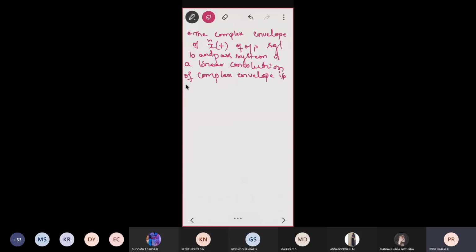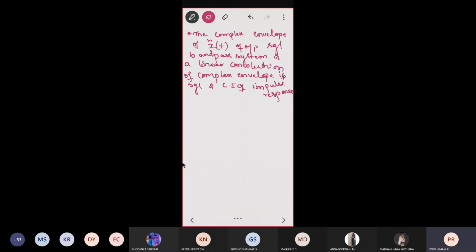Complex envelope of the input signal and complex envelope of the impulse response. So how do you represent this by an equation? So what is the complex envelope?